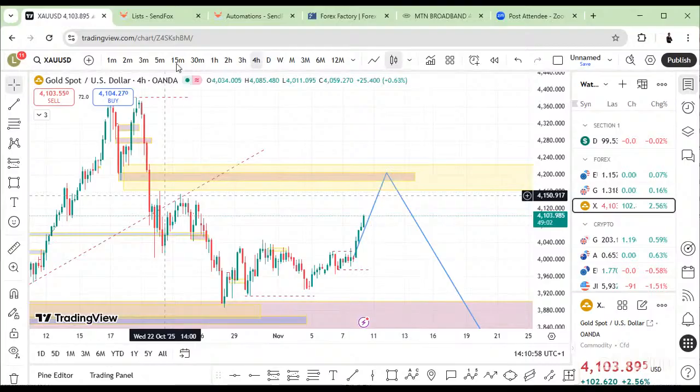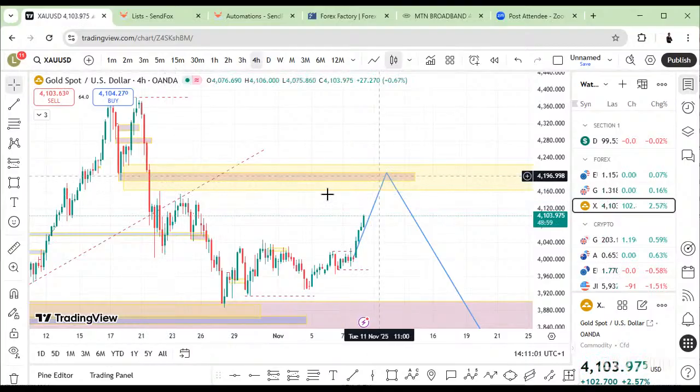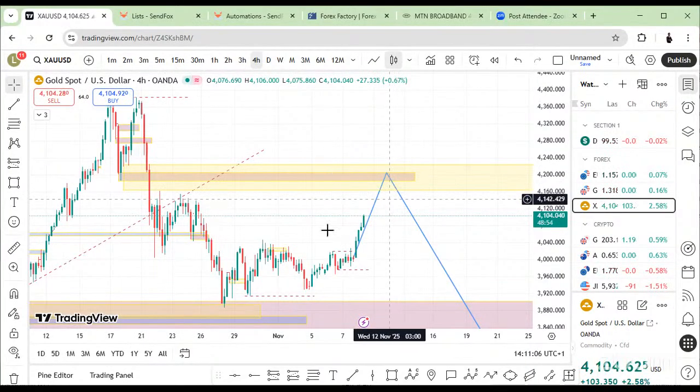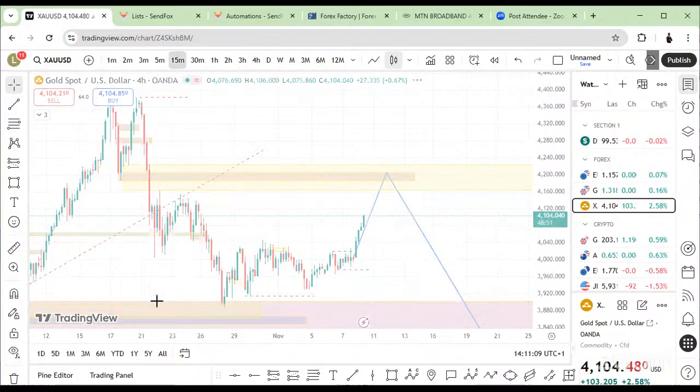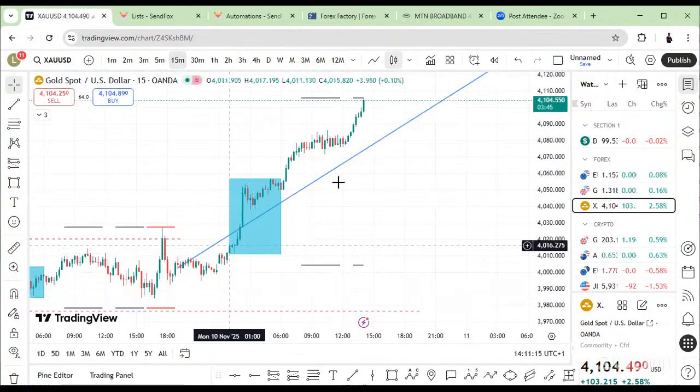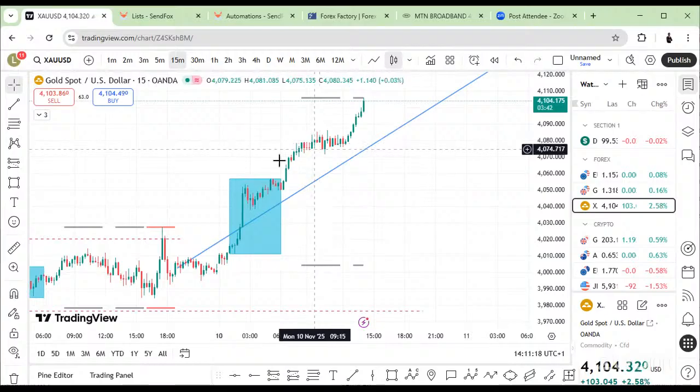But on the lower time frame, we look at the 3-minute time frame. We've been anticipating maybe we have a pullback of about 50% of this last swing, then we may join the buy. But there was no pullback.